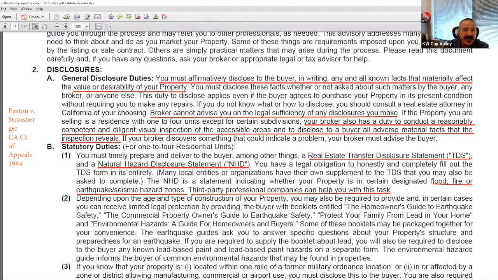So when you look here, it first talks about general disclosure duties. And so the way I describe to a client a general disclosure duty is something like, gee, at 2 a.m. on a regular basis, the neighbor behind me has this big dog that's always outside barking. Or, and this is true, at 4 a.m.